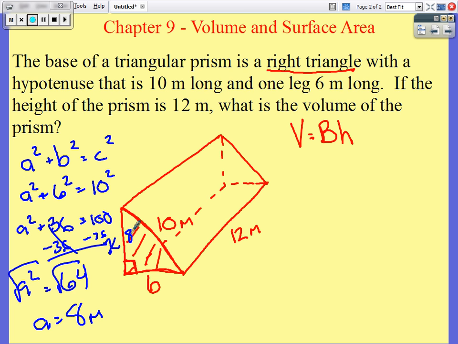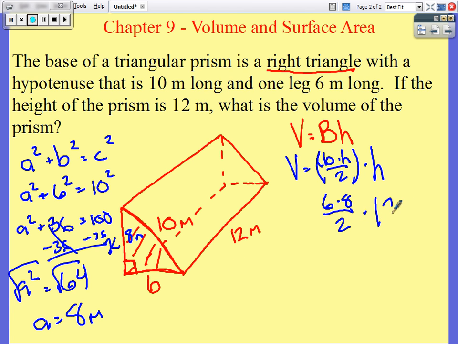Now I can find the area of the base. So I'll go back to my volume formula. So volume equals area of the base. Now this is a triangular prism, so we're going to do base times height divided by 2. We're going to times that by the height. Okay, now we know the base is 6 times the height is 8. Divide that by 2, and we'll times it by the height of the prism, which is 12.